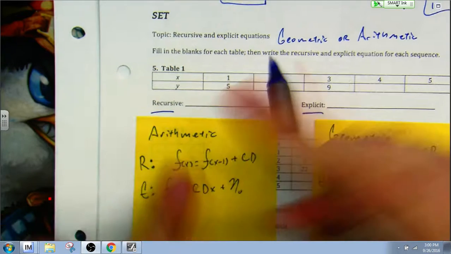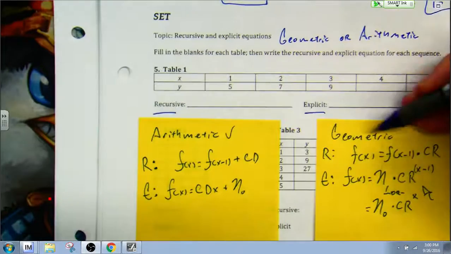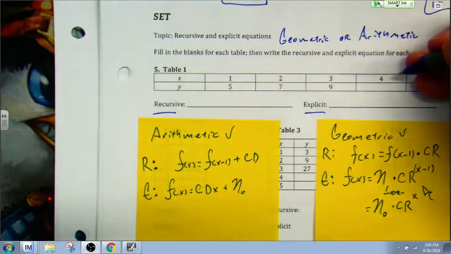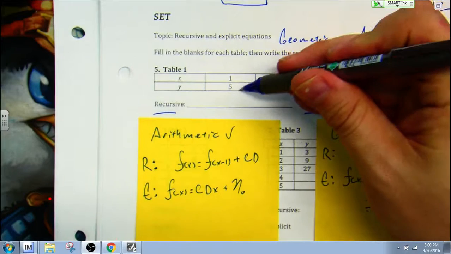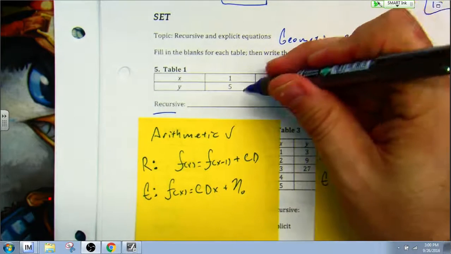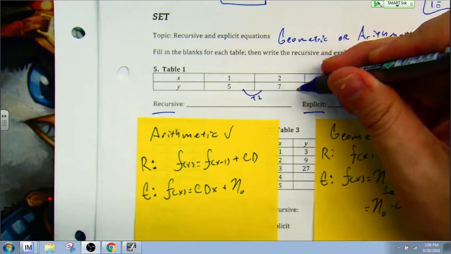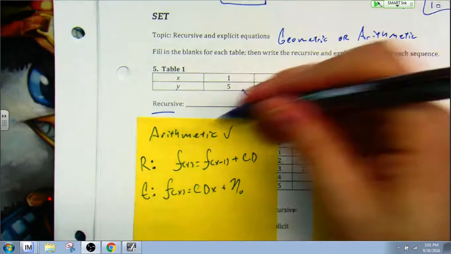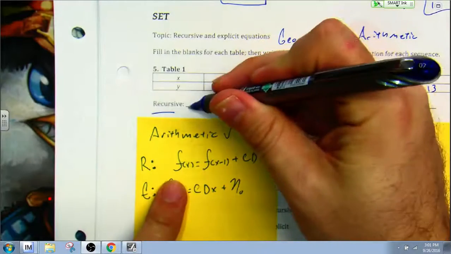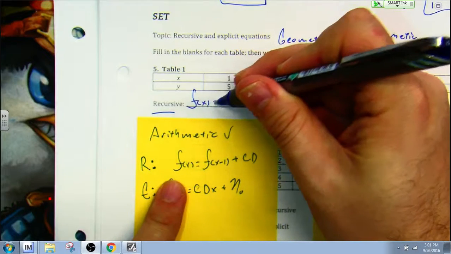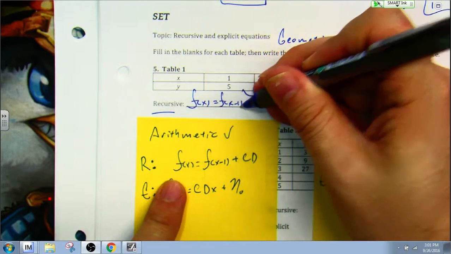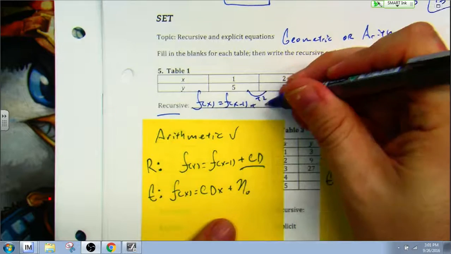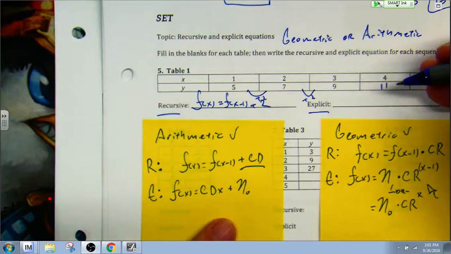So when I look at table 1, I have to figure out, is it arithmetic or geometric? Am I adding and subtracting, or am I multiplying or dividing? So from here, 5 to 7, that could be plus 2. And sure enough, I see that, yes, it is plus 2. So this will be 11 and 13. So I know I'm already in arithmetic. So my recursive is f of x equals f of x minus 1, and all I have to do is add 2. I just need to add my common difference.